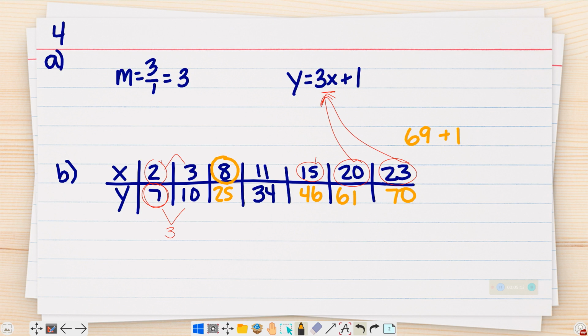You cannot ignore the b value. You need to make sure you add 1 each time. You can also check 3 times 3 is 9, plus 1 more makes 10.